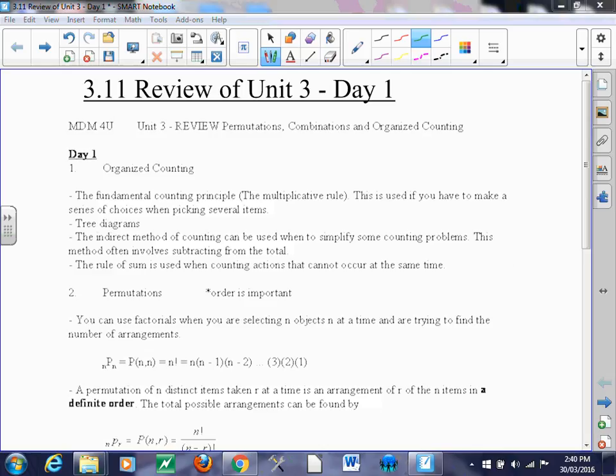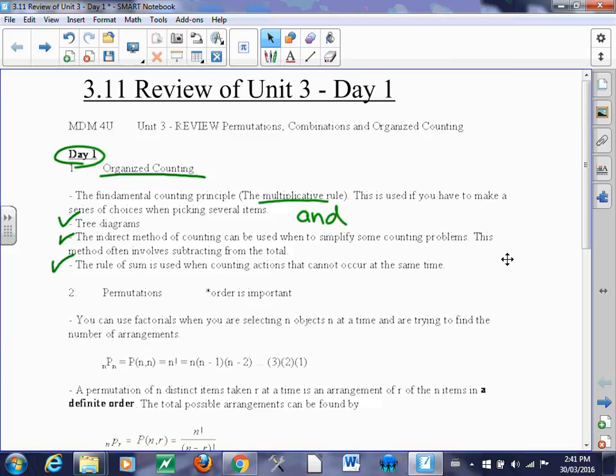So day 1, ladies and gentlemen, we're going to start with organized counting. Just remember that we have the fundamental counting principle, which is also known as the multiplicative rule. And remember that word is "and". So if you have to do this case and these cases, then we've got to do that. And that's the fundamental counting principle. And we've seen tree diagrams, we've seen the direct and indirect method used, we've seen the rule of sum that was used with Pascal's triangle as well, but I'm jumping ahead of myself.